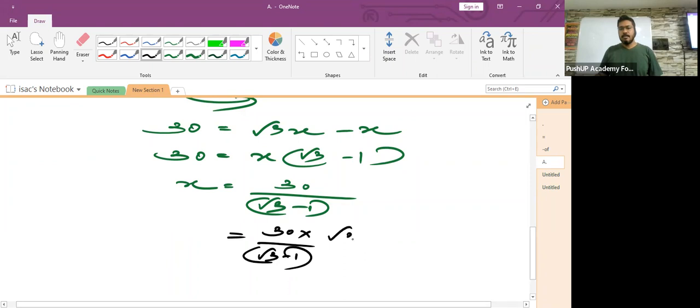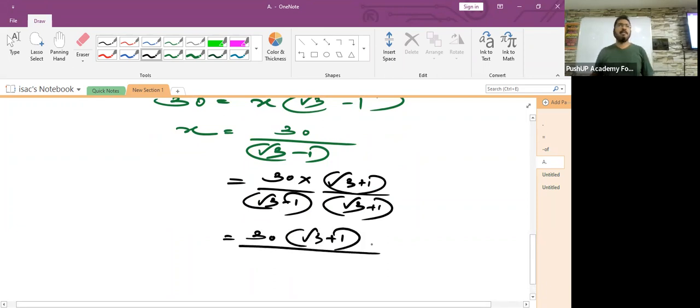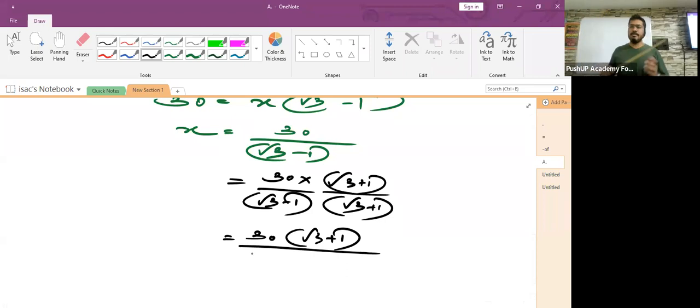What will happen next? 30 into root... Very good. Why? Because a minus b into a plus b, isn't it? A minus b into a plus b. Do this. A minus b into a plus b. Online students, do this sum. Send me the answer in the chat box. Make it fast.